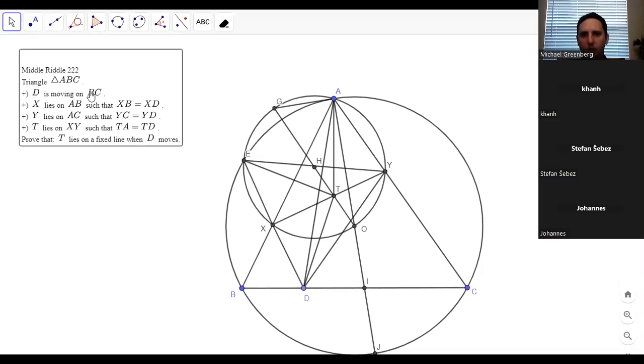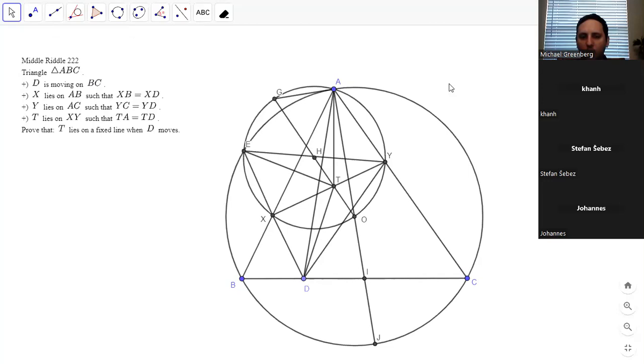I think I have a proof, but I'm not too sure. And it uses that XT over TY is constant. I don't know if we already have that. Okay. We don't have that if O doesn't exist.